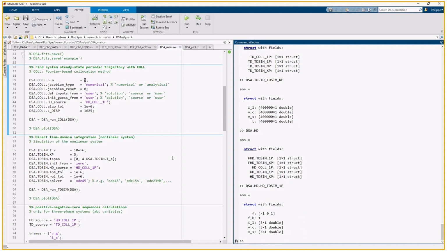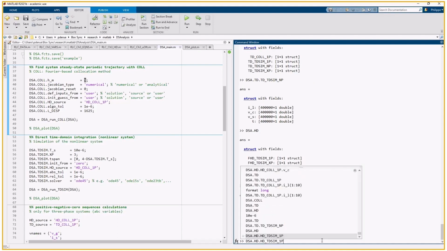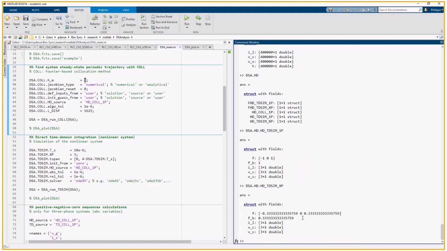Having set HM to 1, we have access to 3 Fourier coefficients. Naturally, we have more if we have a look at this one. So the same number of Fourier coefficients, but simply the base frequency is not the same. This one, FHD, is just the full harmonic domain data.